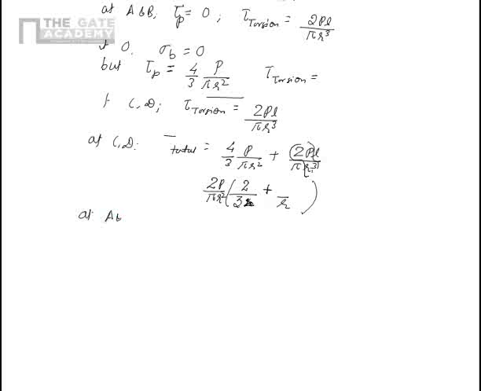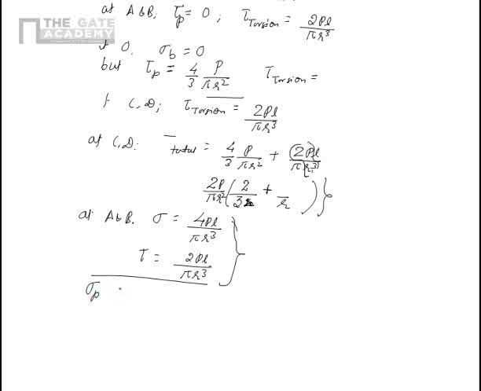At A and B, sigma is equal to 4PL upon pi R cube. Now I haven't taken the sign of the stress. I always take the positive number because that will give us the maximum principal stress. And tau is equal to 2PL upon pi R cube. Now I have to figure out whether the principal stress is higher because of this or because of this.